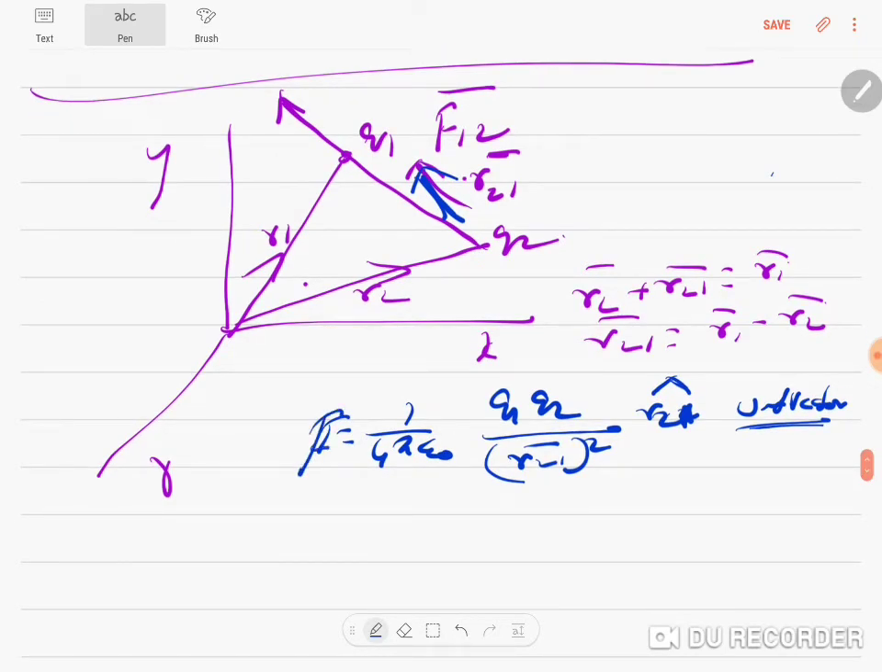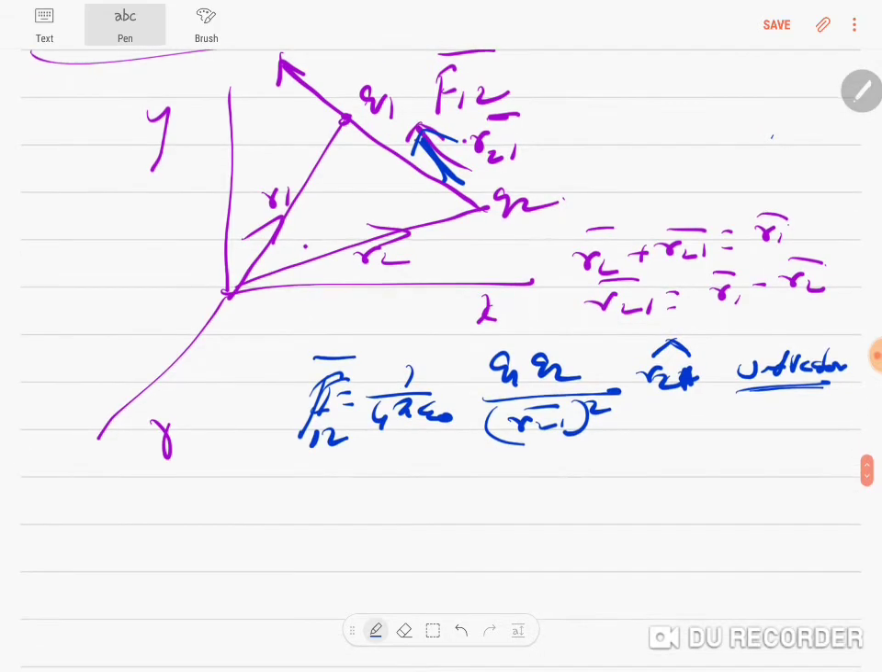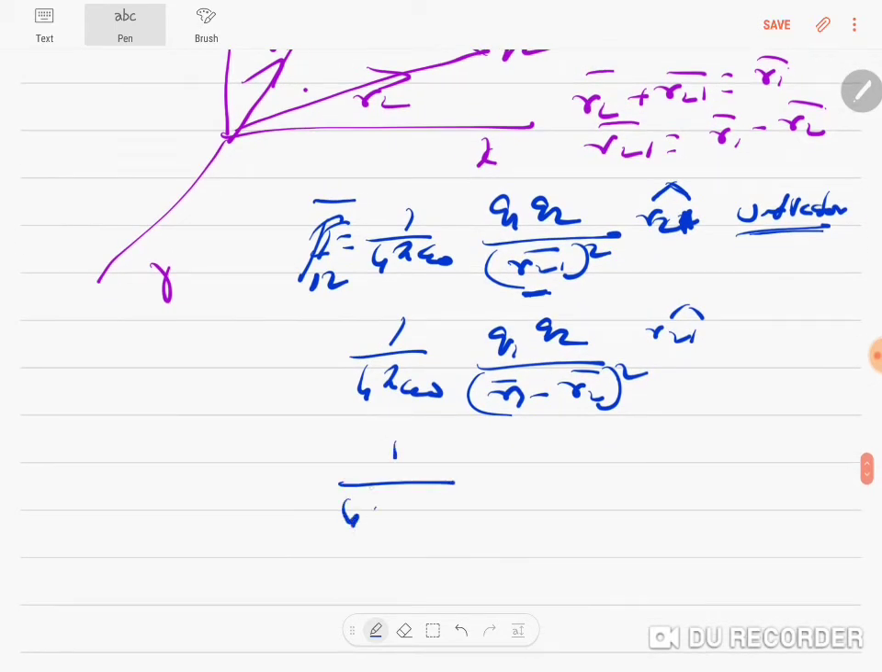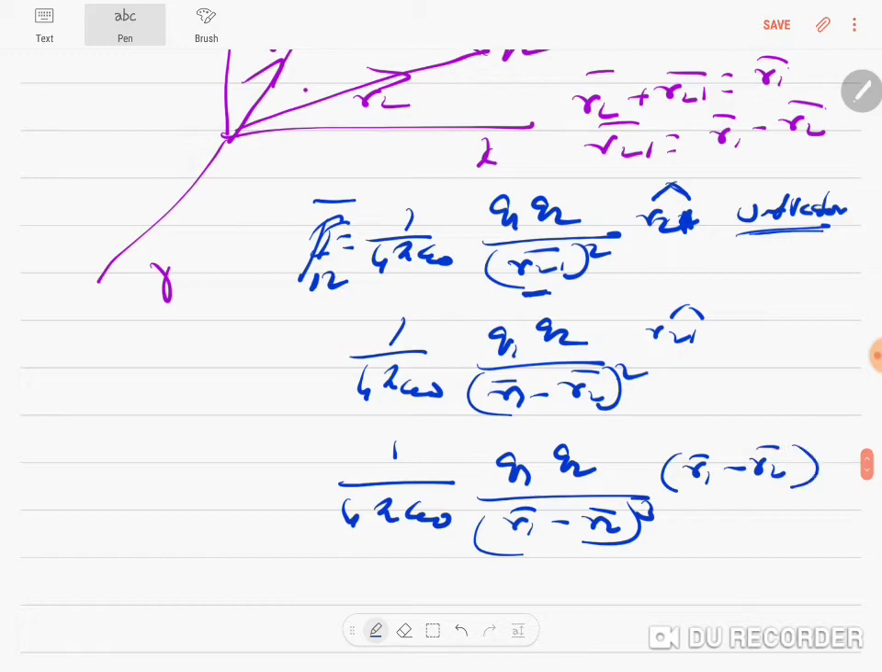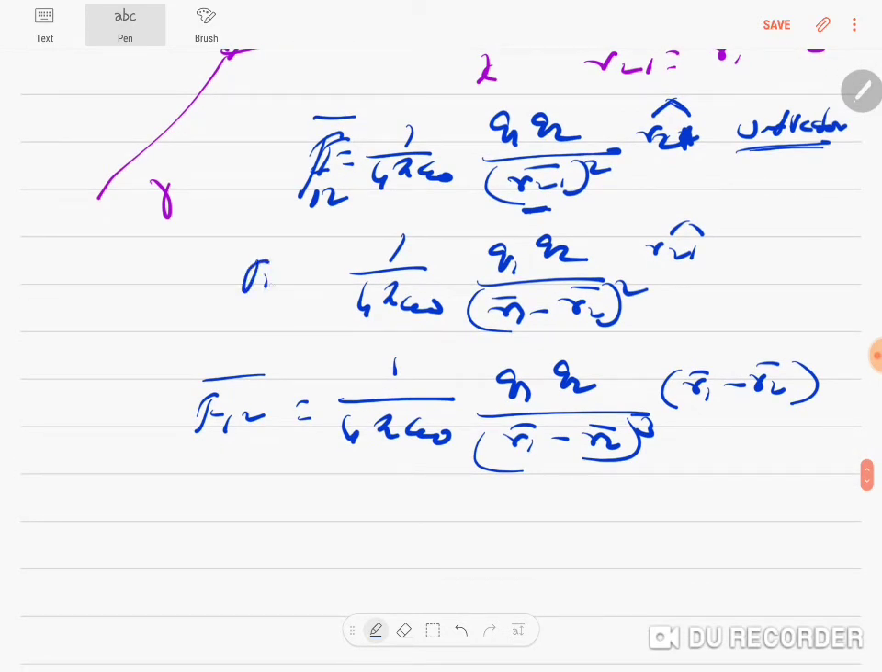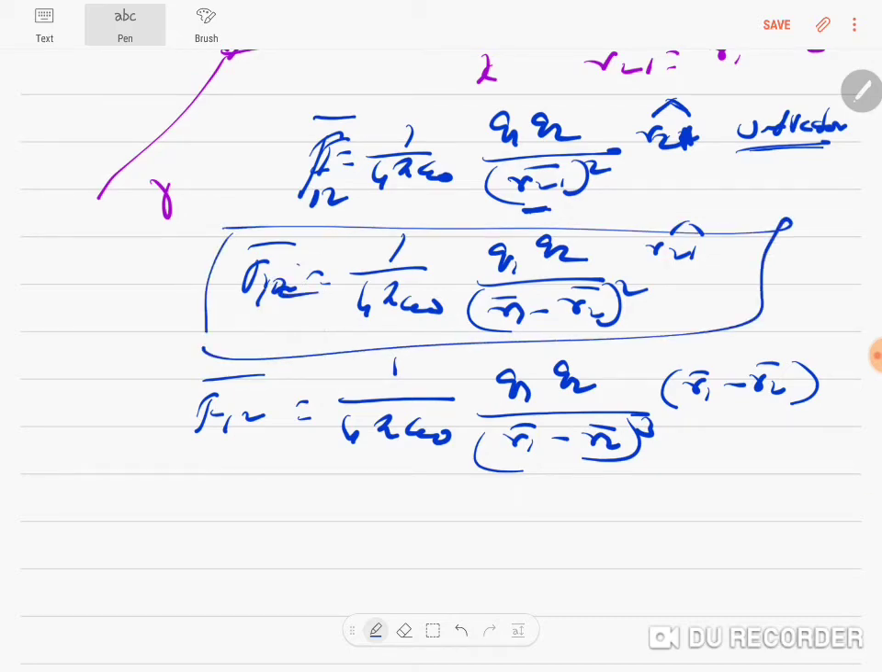So this is F1 due to 2, F12 vector. Now you can write this as 1 by 4 pi epsilon naught into q1 q2 by r1 vector minus r2 vector the whole square into r21 cap. You can also write this as 1 by 4 pi epsilon naught into q1 q2 by r1 vector minus r2 vector the whole cube into r1 vector minus r2 vector, multiplying and dividing, so that it remains to be in vector form. So this is F12. So let's take this as the final equation.